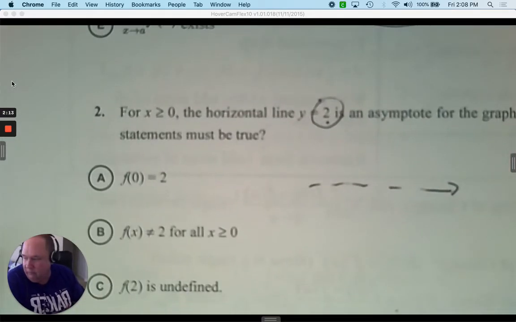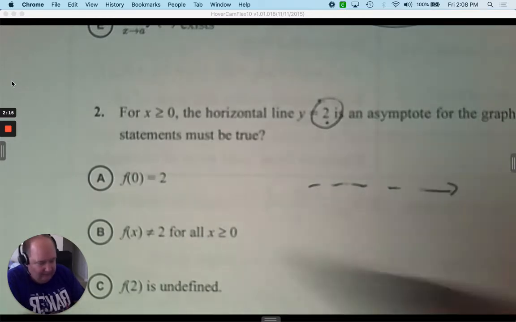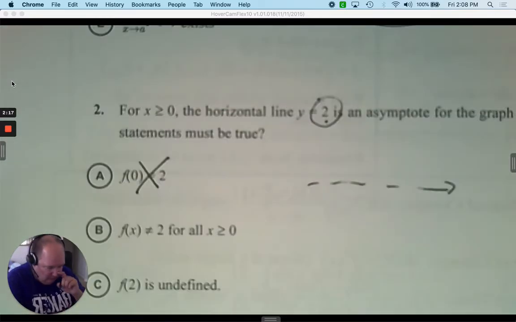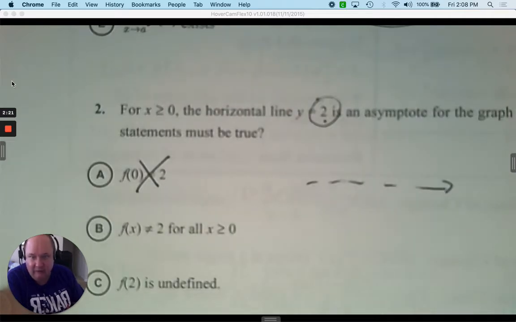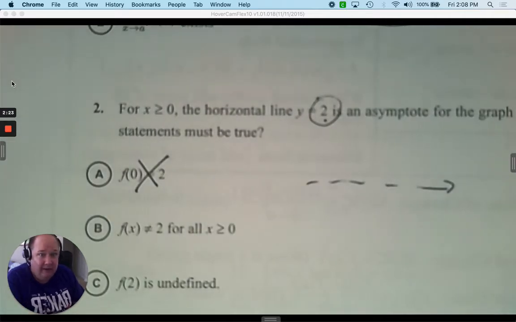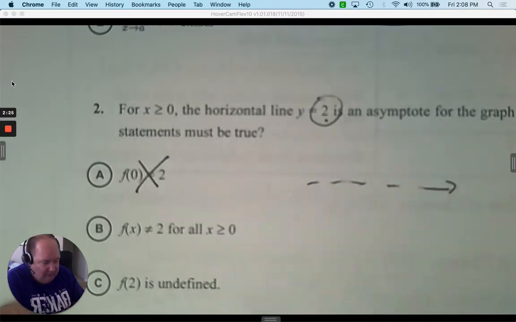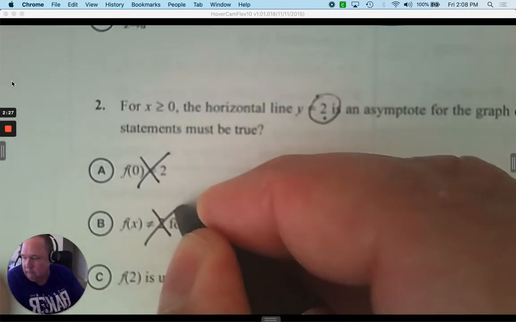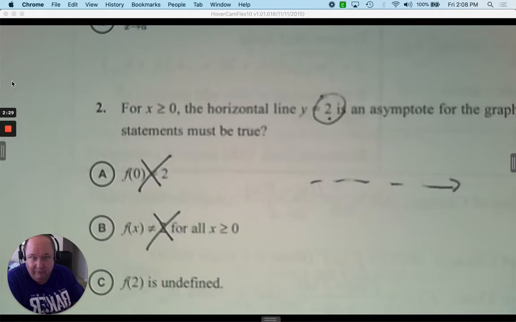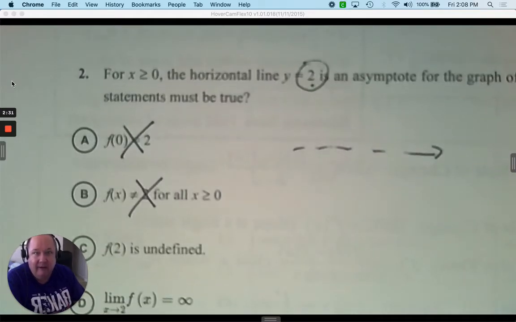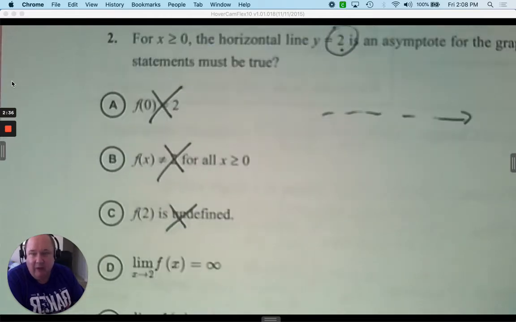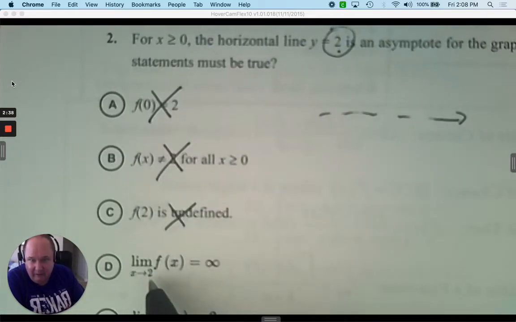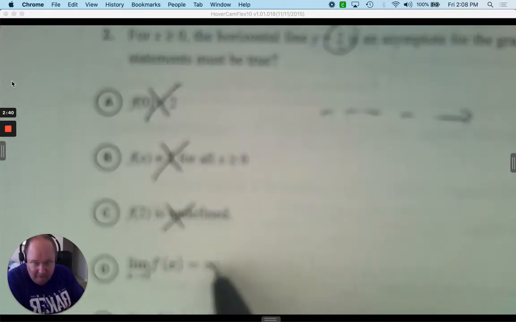F at 0 equals 2. That does not need to be true. That f at x can't equal 2 for all of the x and so on. Also, a horizontal asymptote doesn't mean it can't equal it. It just means end behavior. F at 2 is undefined. And again, it's the y value anyways. All right, the limit as x approaches 2 is infinity.